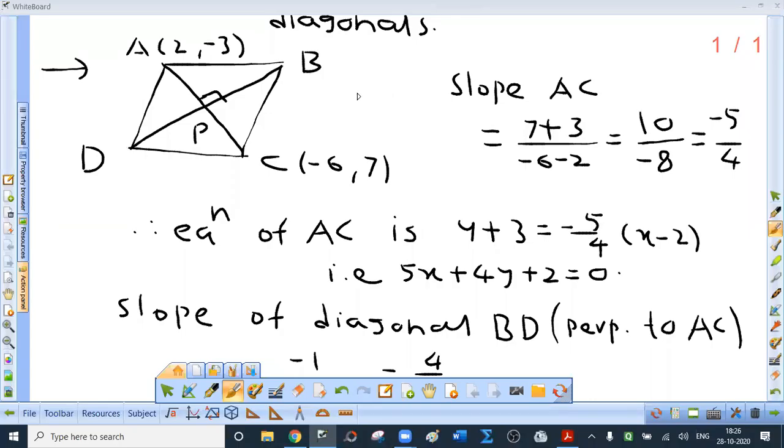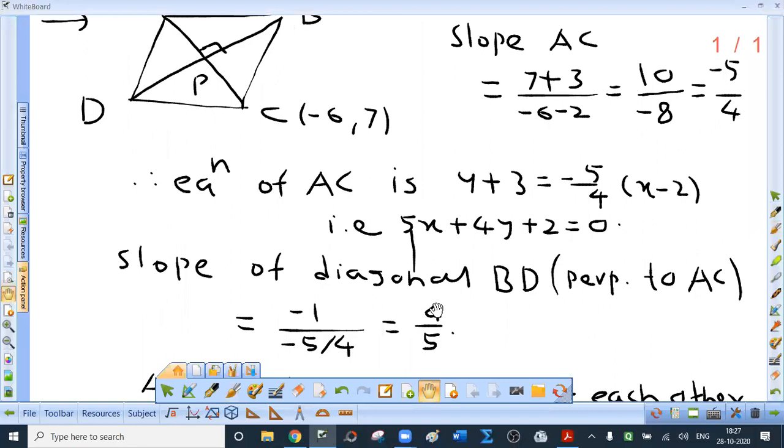Here we use the property that diagonals of a rhombus bisect each other at right angles. Now what is the slope of AC? Minus 5 by 4. So what is the equation of AC? 5x plus 4y plus 2 equal to 0. I have used point slope form. You can go for two-point form also, but as slope is needed, I obtained the slope and then used this form. Now what will be the slope of diagonal BD perpendicular to AC? Negative reciprocal of this, right? And therefore it is 4 by 5.